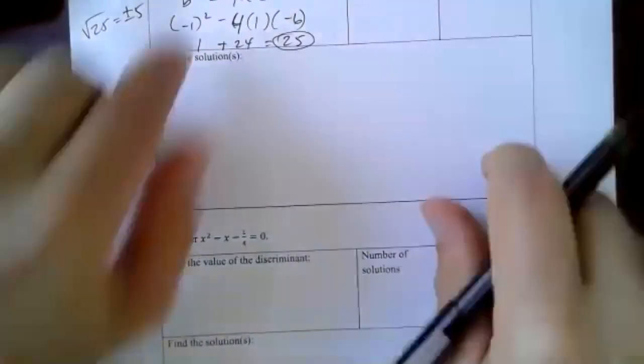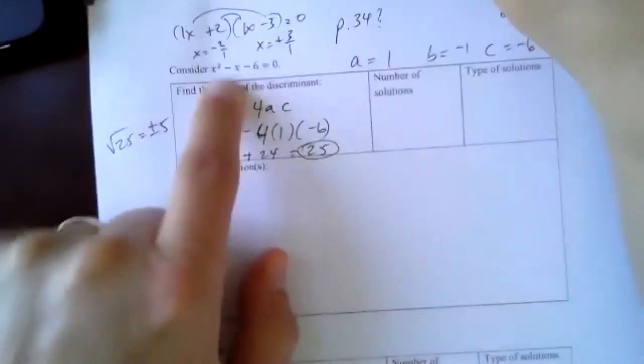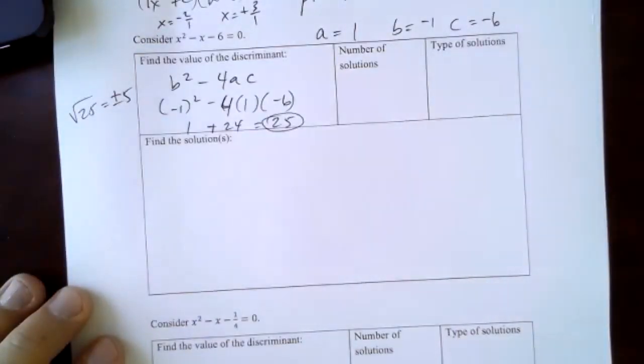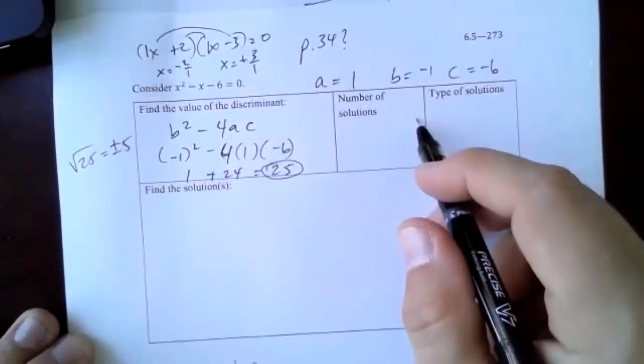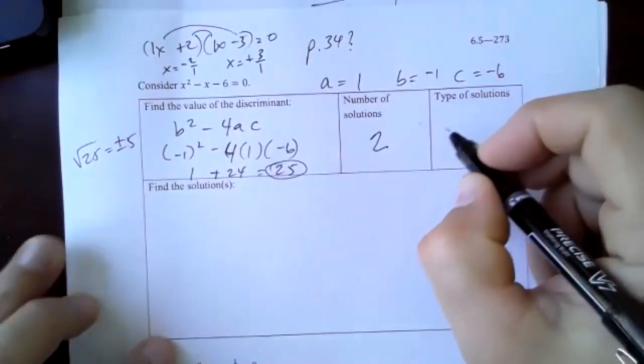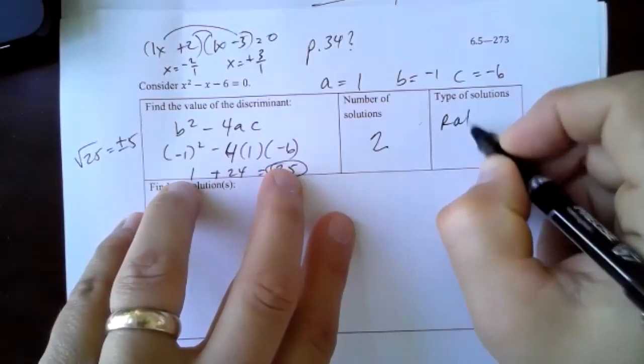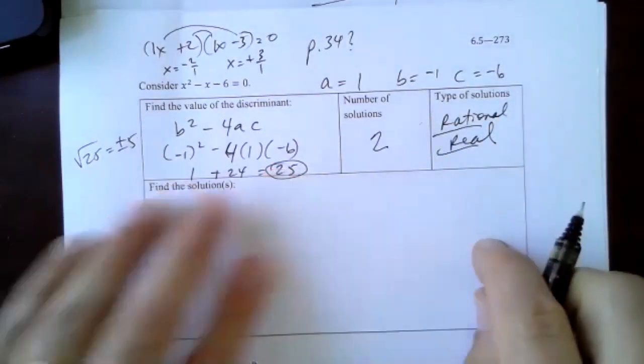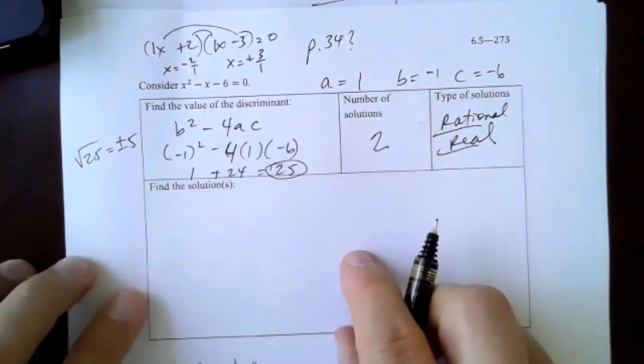Remember, we just solved it really quickly using factoring. The answer is going to be -2 and +3. We'll discuss that in a second. All right, so the number of solutions is 2, and the type of solutions are going to be rational and real. All right, those are the two words that you need to remember. So we're going to find the solutions now.